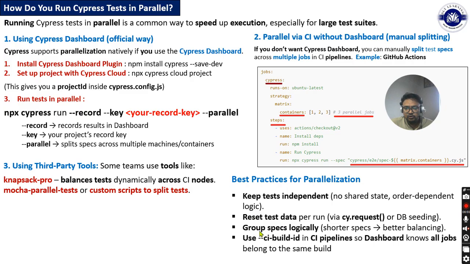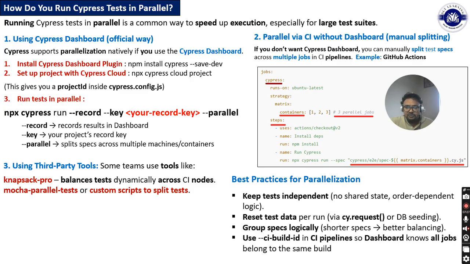Okay, group specs logically and shorten the specs for better balancing. So you need to always make sure, if you have 20 specs, meaning 20 test cases in your Cypress files, just group them in a proper way, like login and register related test cases, then dashboard related test cases, then product page related test cases. Or if you are going with business roles, like admin related test cases, business user related test cases, and normal user related test cases. So group your specs logically before executing in parallel mode.